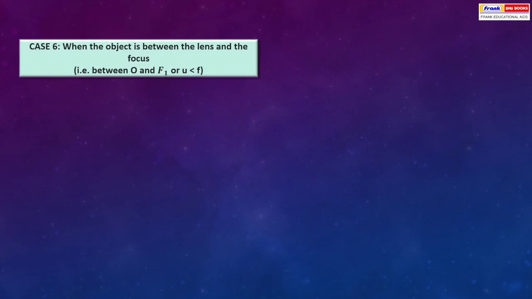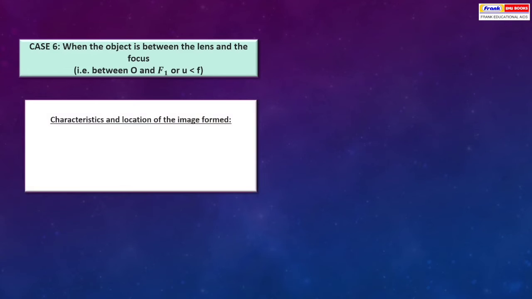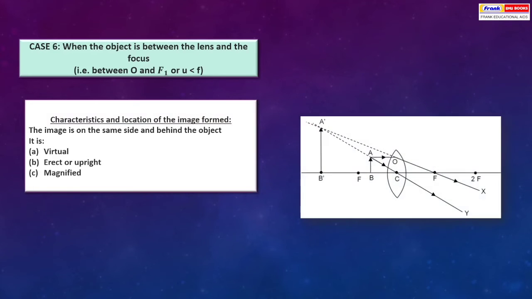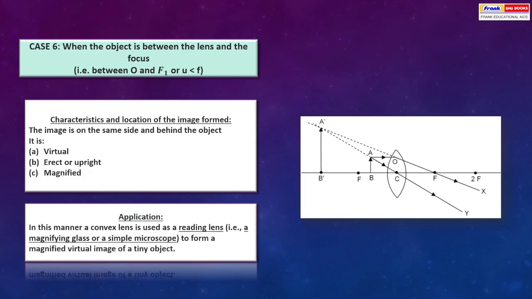Case 6. When the object is between the lens and the focus, that is, between O and F1, or u is less than f. Characteristics and location of the image formed. The image is on the same side and behind the object. It is virtual, erect or upright, and magnified. Application. In this manner, a convex lens is used as a reading lens, that is, a magnifying glass or a simple microscope, to form a magnified virtual image of a tiny object.